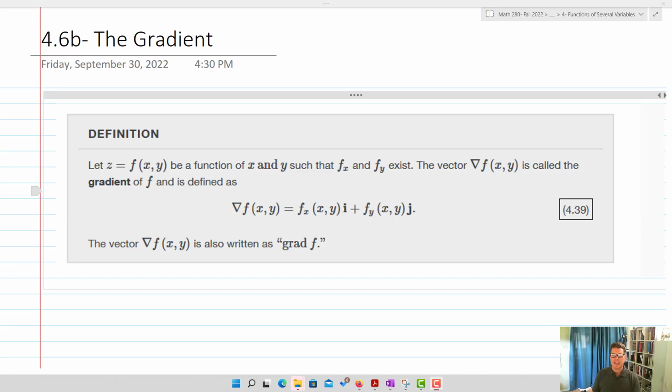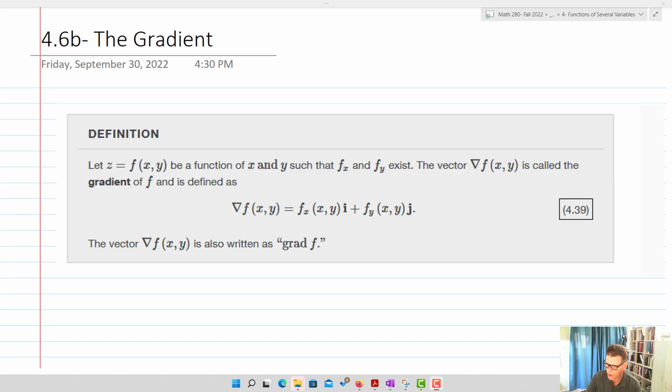So in this lesson, we're going to expand on the idea of directional derivatives and expand it to something that's really very important, which is called the gradient, or grad of f. Here's our definition. Let z be f of x,y, a function of x and y, such that fx and fy exist. The vector called grad f of x,y is called the gradient of f, and is defined as grad of f of x,y equals the partial of f with respect to x, x,y, i, plus the partial of f with respect to y, x,y, j.